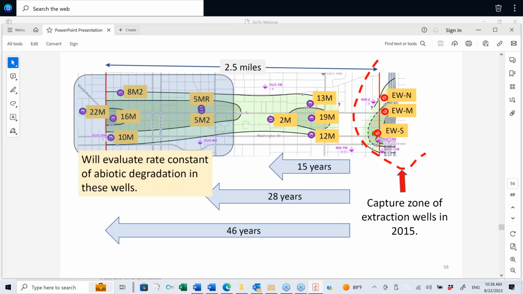So what we're going to do is evaluate the point rate constants for attenuation over time in those 6 wells, which are downgradient of the influence of the pump and treat system. So what we're looking at purely is concentration attenuation determined by the abiotic transformation processes, not influenced by pump and treat.